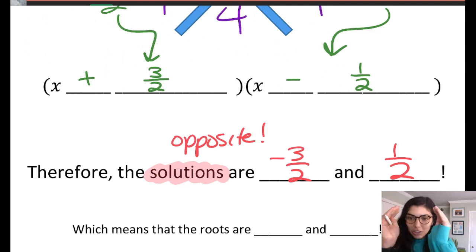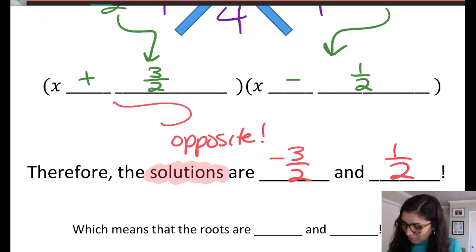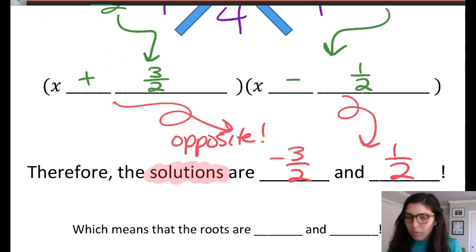Okay? Factors and solutions are opposites. But we want the fraction version, we don't want to swing it forward. Again, these are the opposites. So I'm going to flip the sign for each of these when I'm writing down the solutions.